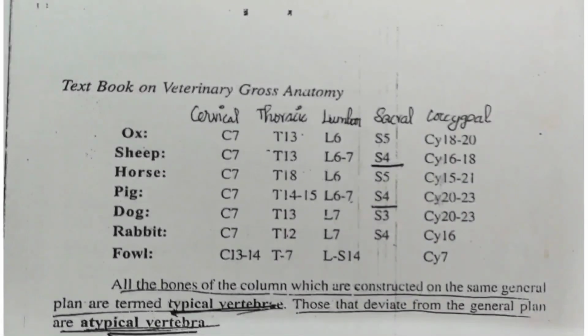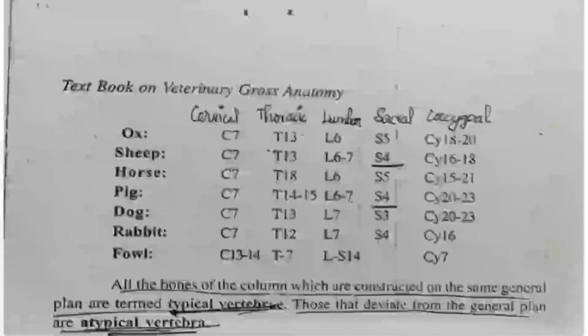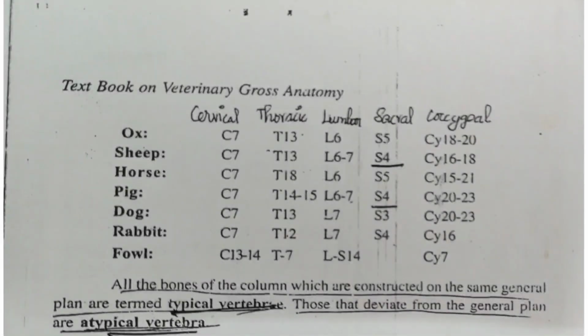When it comes to fowl, there are two important things one needs to remember. Cervical vertebrae range between 13 to 14 and thoracic vertebrae are 7 in number. In fowl, there is a fusion between the lumbar and sacral vertebrae, and those are 14 in number. These 2 points are very important for the vertebral formula of fowl. In fowl, there are 14 cervical vertebrae and the lumbosacral fusion contains 14 vertebrae. And the classical, that is the ox, contains C7, T13, L6, S5 and coccygeal 18 to 20, and the horse has 18 thoracic vertebrae.